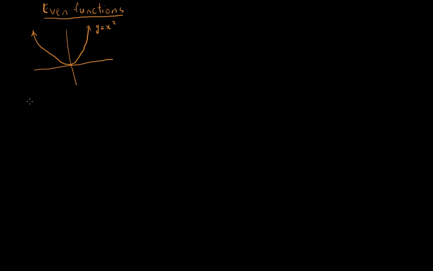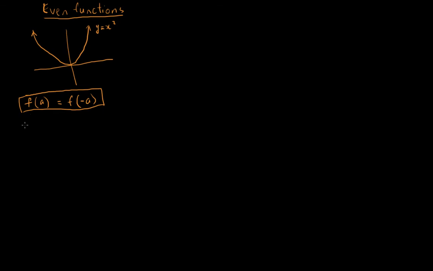So the rule for an even function is that the function of the value, the x, is equal to the function of the same value, the same x, except it's negative. Okay, so this is the rule for even functions. And what does this rule really mean? Well, let's have a look at an example.